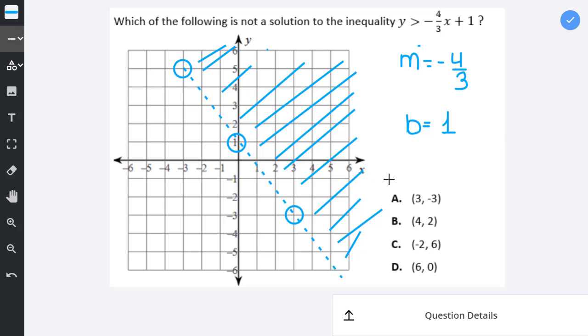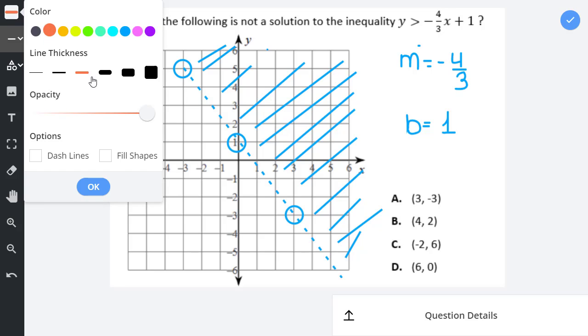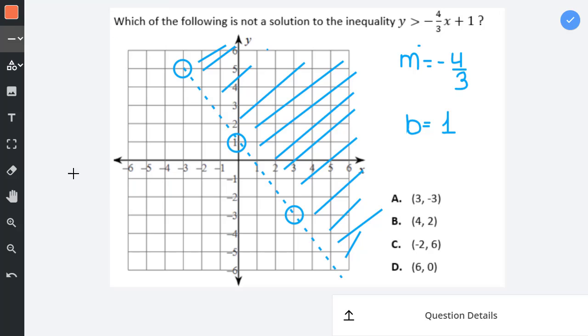All right, very well. Now that we've done the shading, let's go ahead and do the points. So let's change colors. Let's also make the line a little bit thicker. And click on scribble. And our first point is going to be 3, negative 3. So let's go there. So starting at the origin, go 1, 2, 3, and down 3. 1, 2, 3. That's our first point.